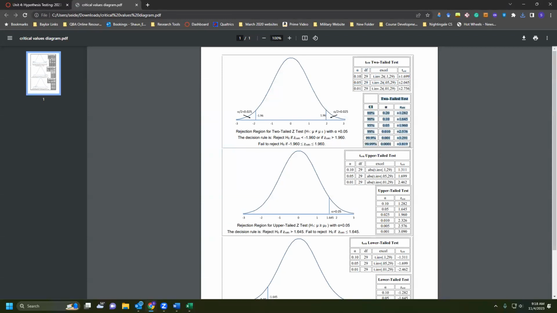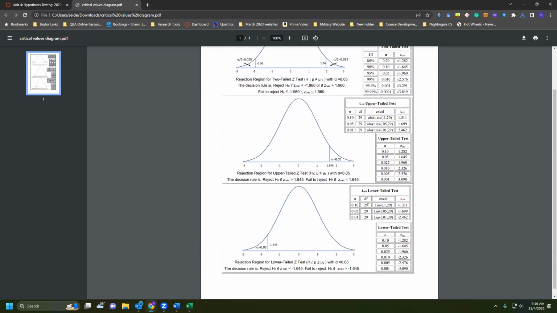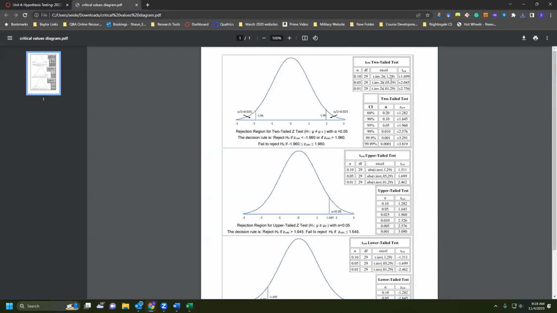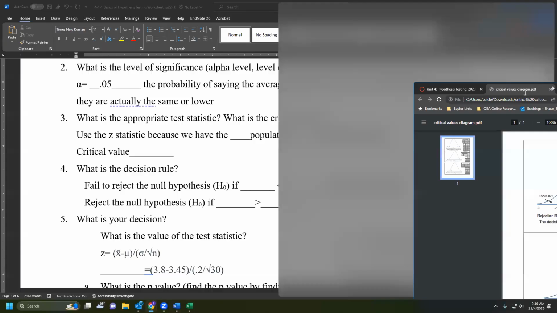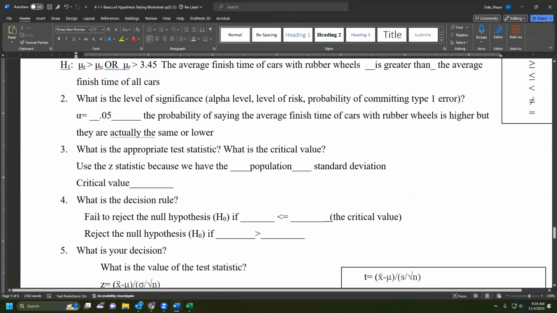Okay, and the critical values diagram, there's a few things that you need. For the z-score, which is what we have, we need the tail of the test and we need the alpha level. And then for the two-tail, you also need the degrees of freedom. Okay, and so we're going to come right here and let's look at this.